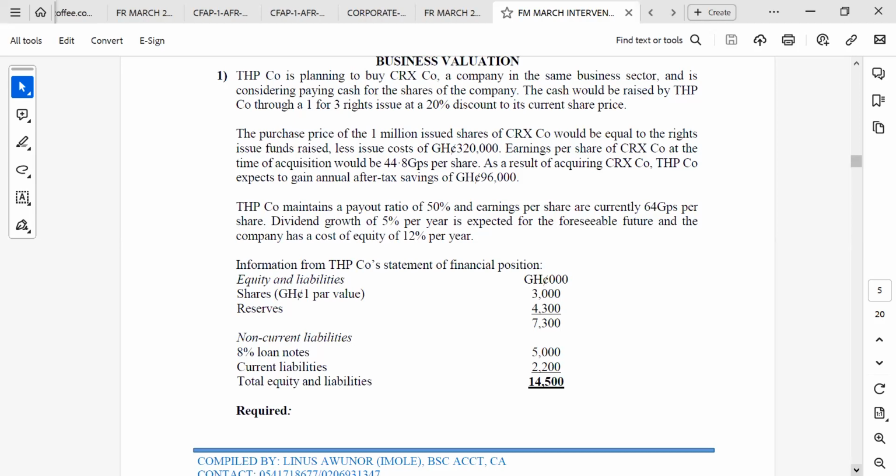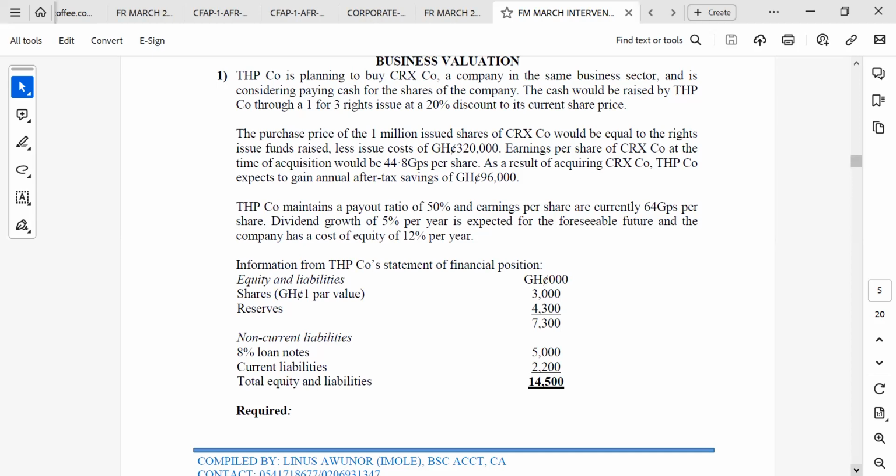The dividend payout ratio is the portion of the earnings that they are paying as dividend. So currently, what is the dividend that they are paying for this year? Please, what is the dividend that THP is paying for this year? It's 48,000 Ghana cedis. Are you sure?